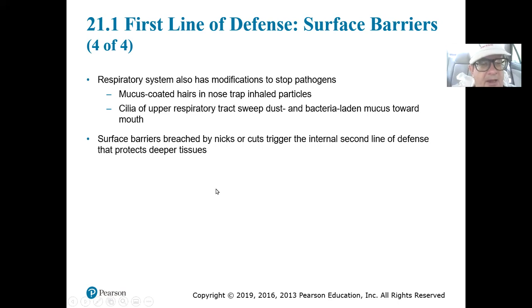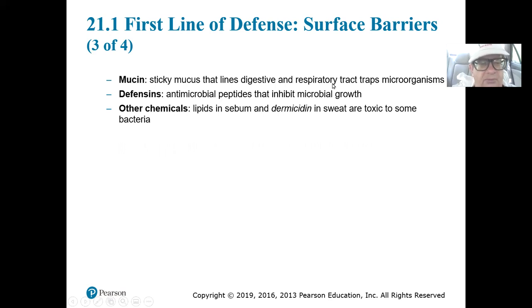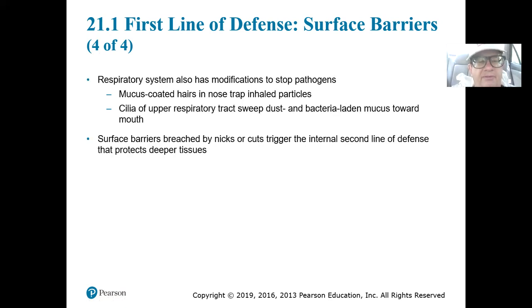Okay, so in the respiratory system, we were just doing mucin defense and other chemicals. We also have modifications in the respiratory system to stop pathogens. It says mucus-coated hairs in the nose will trap inhaled particles. We will talk about this more because we're coming up very quickly on the respiratory system. But what they're talking about are hairs called vibrissae. You also, lining your trachea, have a bunch of cilia. I usually make a little noise and show the cilia moving upward.